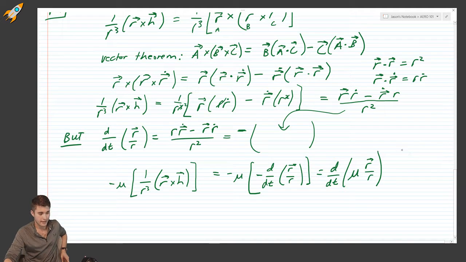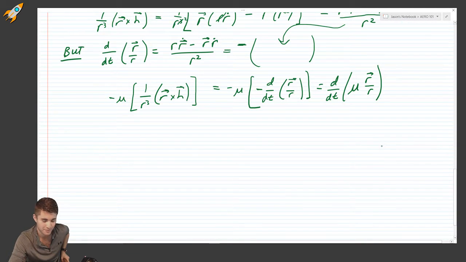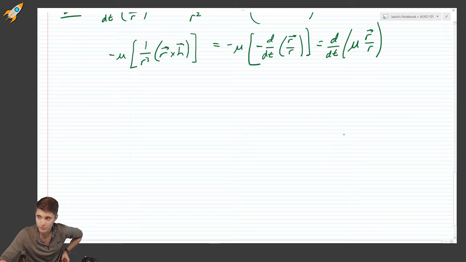Derivative with respect to time of mu r vector over r. Okay? Now, been a couple years, yeah, I know. This stuff all comes back to bite you in aerospace. It all comes back to bite you. So we've got the time derivative of this with respect to r.